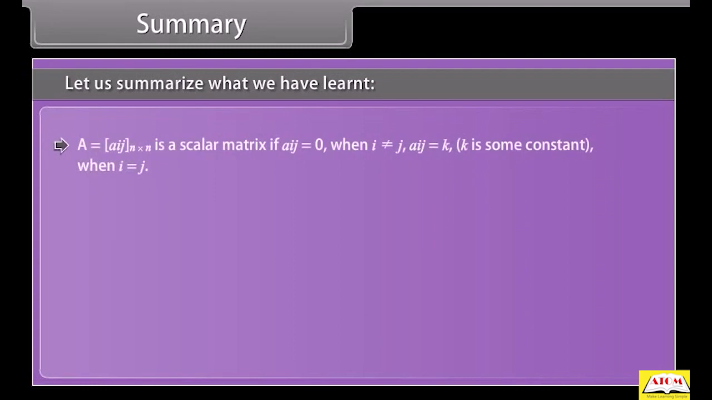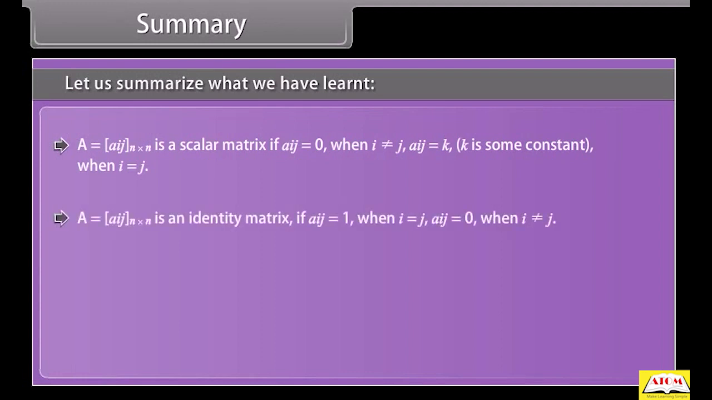A = [aij] n by n is a scalar matrix if aij is equal to 0 when i is not equal to j, aij is equal to k, where k is some constant, when i is equal to j. A = [aij] n by n is an identity matrix if aij is equal to 1 when i is equal to j, aij is equal to 0 when i is not equal to j. A zero matrix has all its elements as 0.